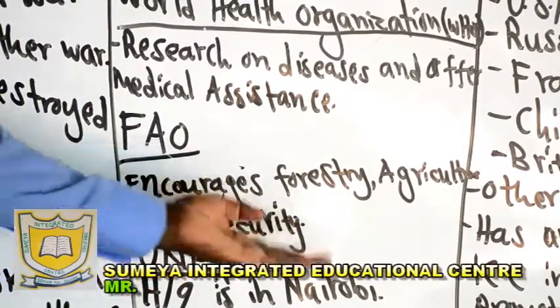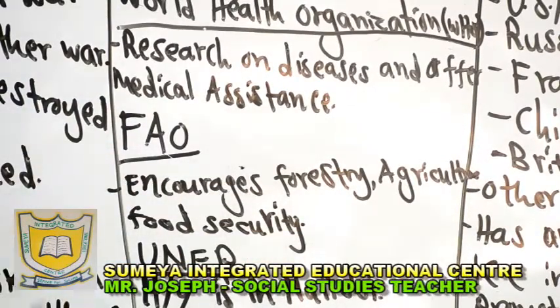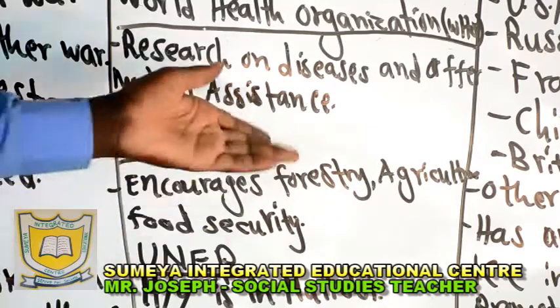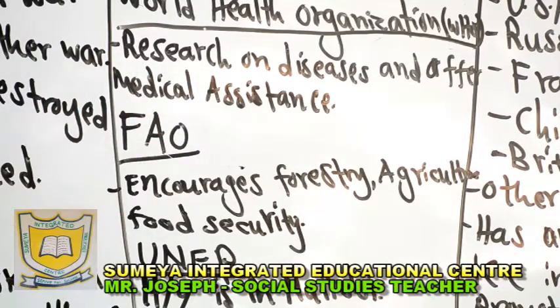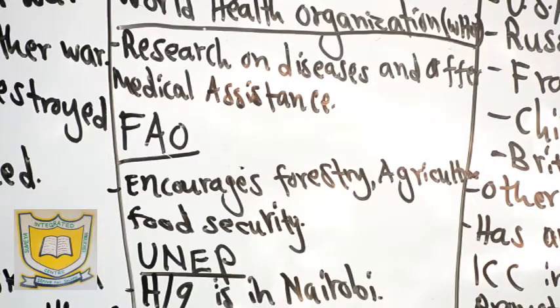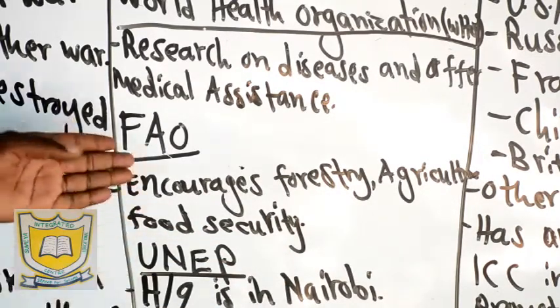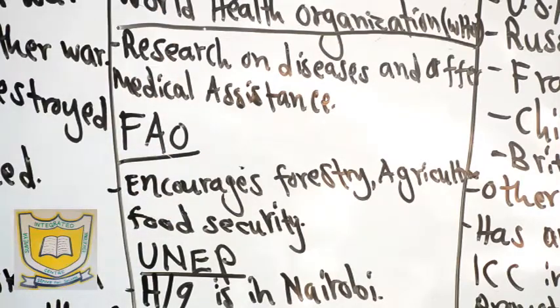This encourages forestry. Forestry is planting and taking care of trees. Then we have agriculture, taking care of animals, because we know very well this is our food. Then we have also crop growing, that's also still agriculture. Then we have what we call food security. So FAO deals with the issue of forestry, agriculture, and then food security in the country.